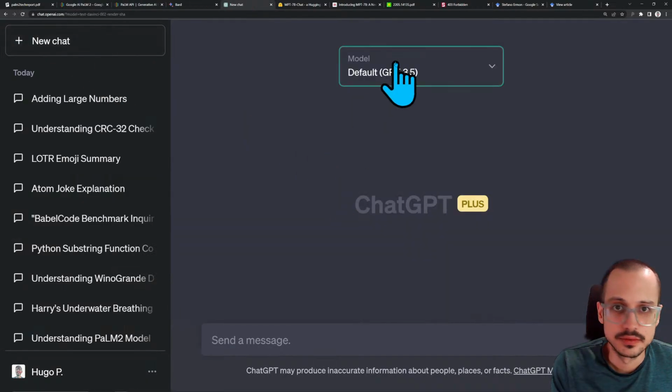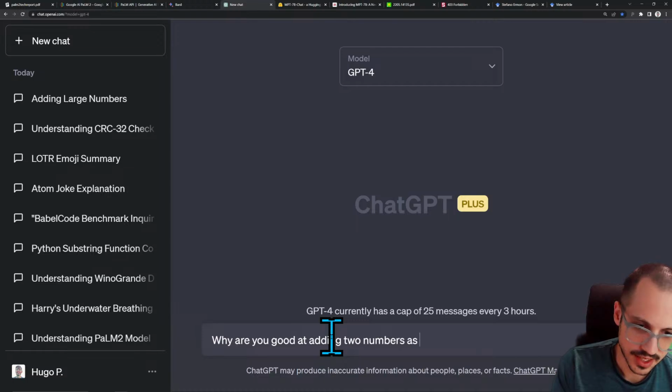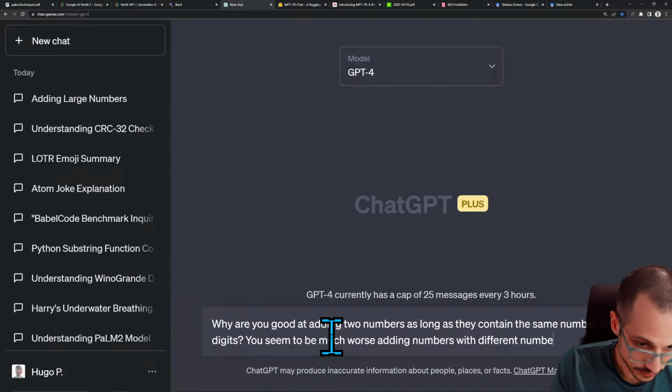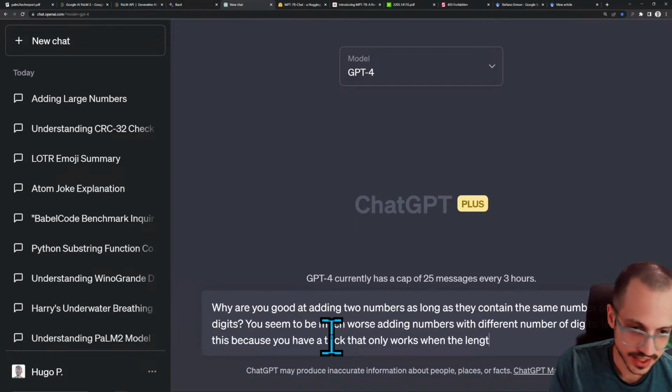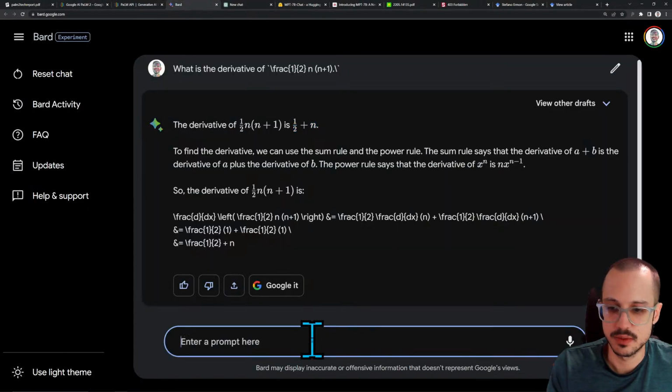Or why don't we just ask it? Why are you good at adding two numbers as long as they contain the same number of digits? You seem to be much worse adding numbers with different numbers of digits. Is this because you have a trick that only works when the length of the numbers is the same? Let's see what Bard has to say about that.